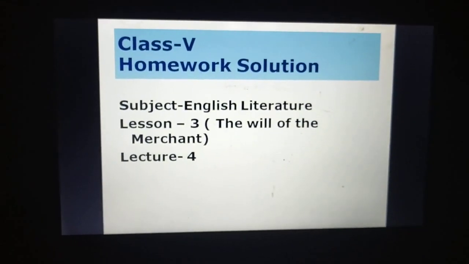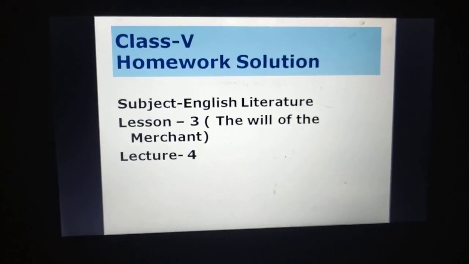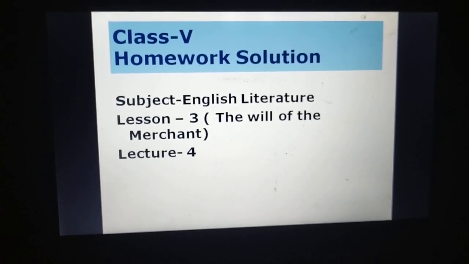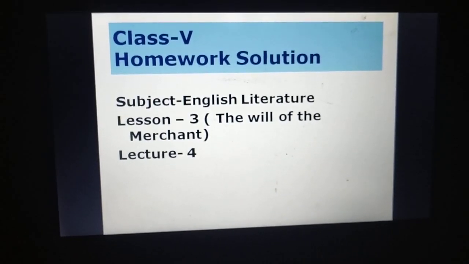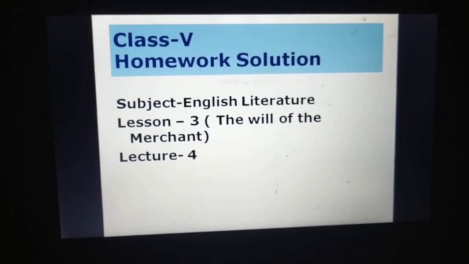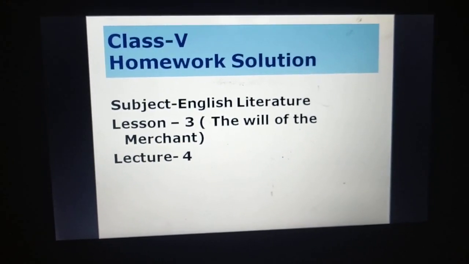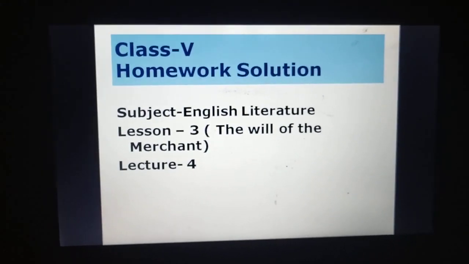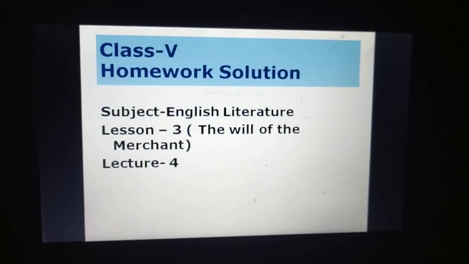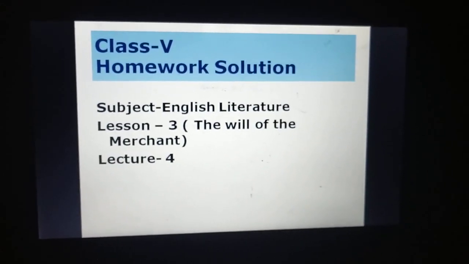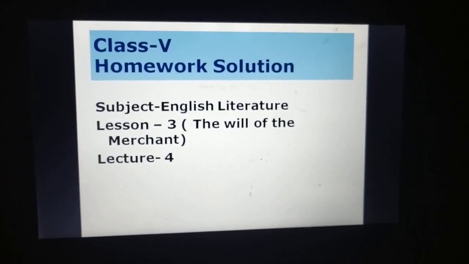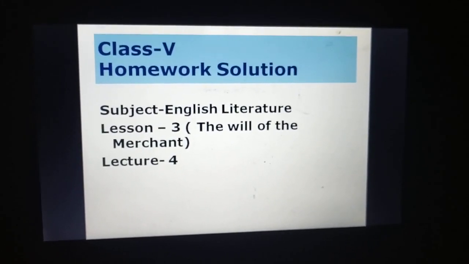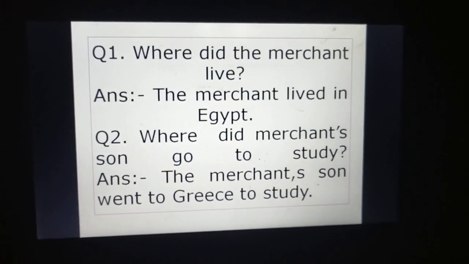At the end of every lecture, we do the homework solution of the previous lecture. Now, this is the homework solution for lecture number 4. The lesson, The Will of the Merchant. In this, I told you about a person who put a strange clause in his will. Now, let's do the solution. This is the Class 5 homework solution for lecture number 4. I gave you 4 questions.